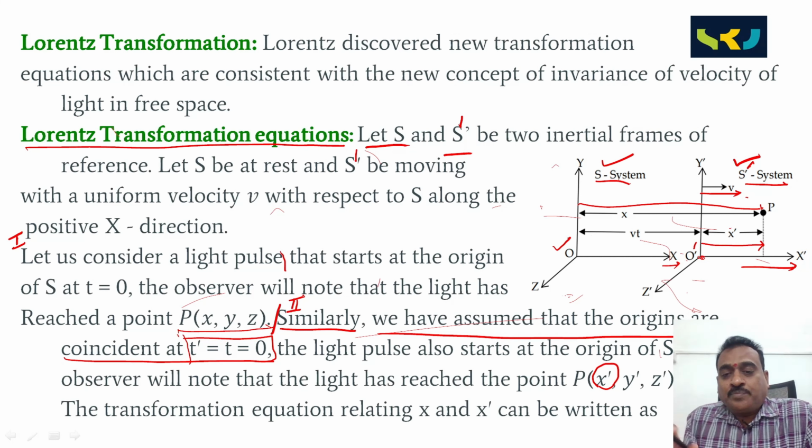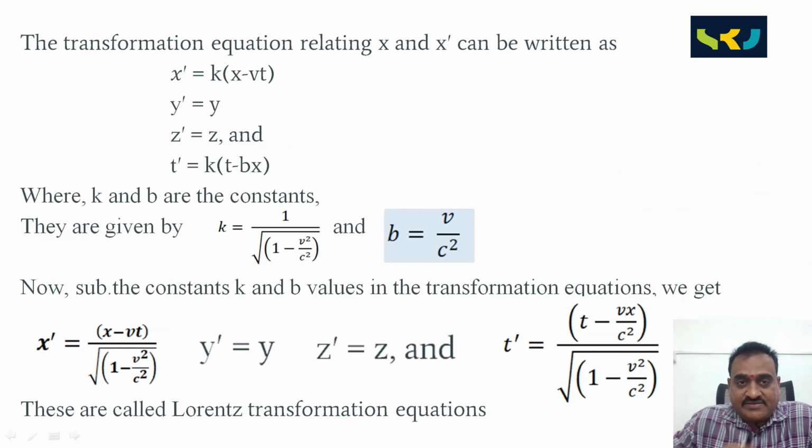Then the light pulse also starts at the origin O dash, just like in step 1 the light pulse starts at O and reaches a point P at a distance x. The coordinates we have taken are P of x, y, z. Similarly, the light pulse also starts at the origin of S dash at t dash equal to 0, and the observer will note that the light has reached the point P, x dash, y dash, z dash. So, the transformation equation relating x and x dash can be written as follows.